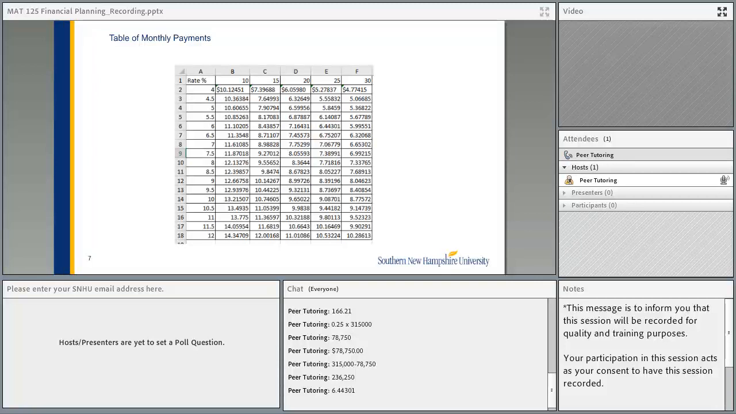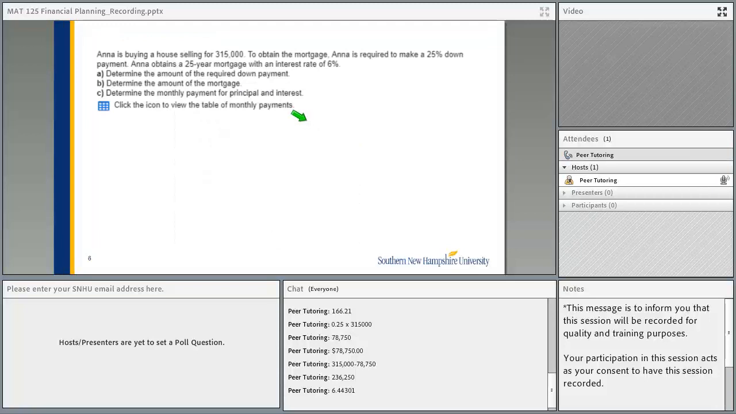So that rate percent column, our percent is 6%. So move all the way down to, I'll show you here, rate. Here's 6%, and then move over to 25. So that was my 6.44301 per $1,000. Excellent. So that's how you use the table. So, okay. All right. So determine the monthly payment for principal and interest.